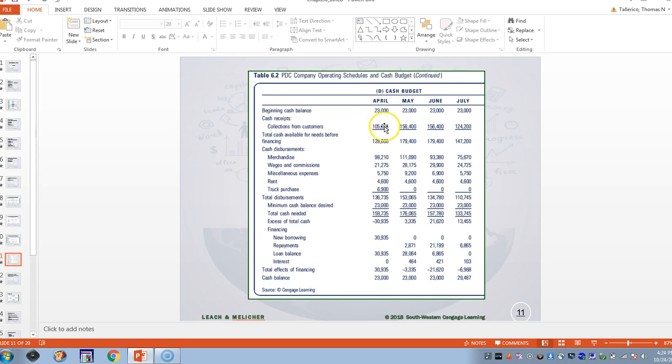So here's your beginning cash balance. Here's your basically cash receipts, that's collections from customers. So that gives you your total cash balance here when you add these up. And then here's your disbursements. You're buying everything, right? Total disbursements. And basically here's the minimum you desire. So you need this amount of cash, and basically you figure out whether you got to borrow or you have a balance. So you notice here you have a balance, right? Here's your new borrowing, and here's your loan balance, and then you make payments on the loan.